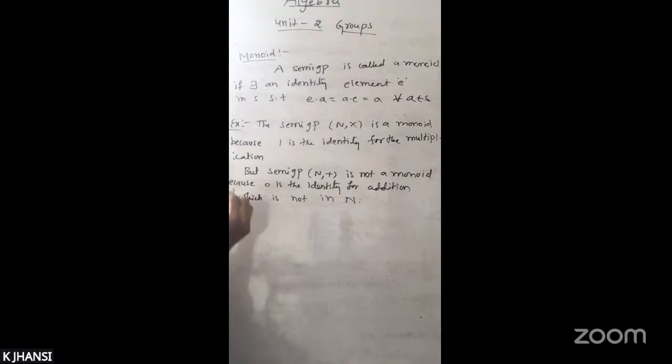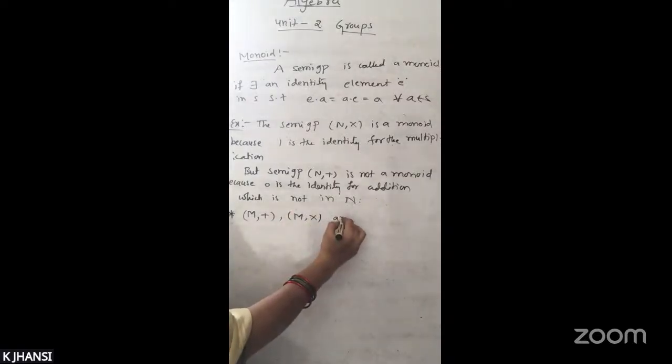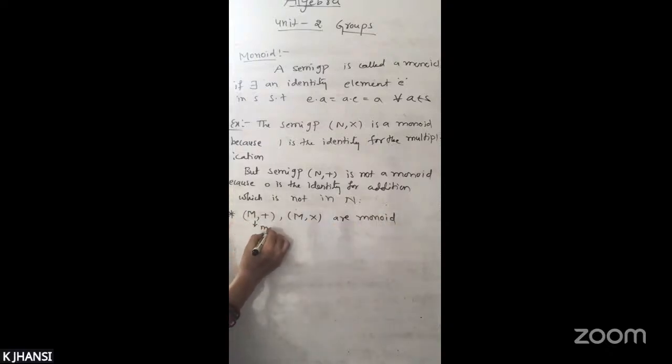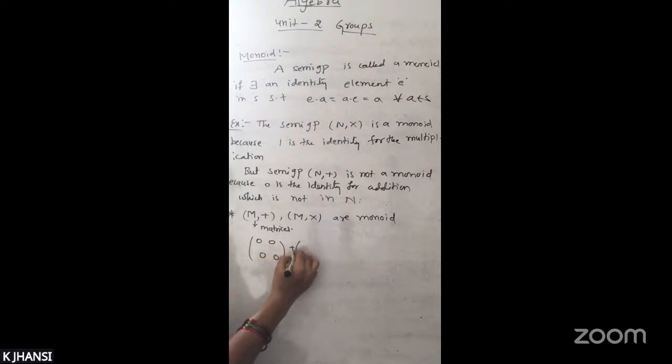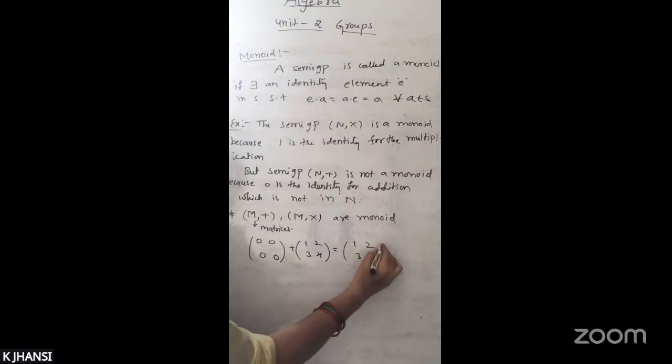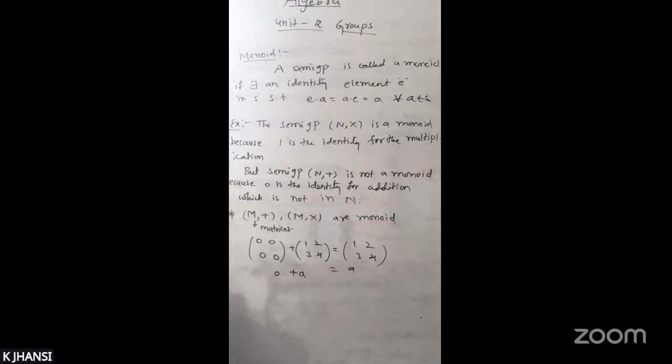So that is (M, +) and (M, ×) are monoids. Here M is the set of matrices. If you take the zero matrix [0 0; 0 0] plus [1 2; 3 4], what do we get? We get [1 2; 3 4]. That is, 0 + A = A, so it satisfies the identity property here.